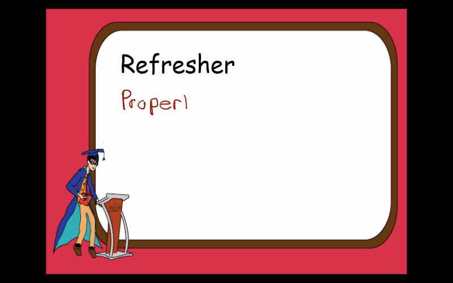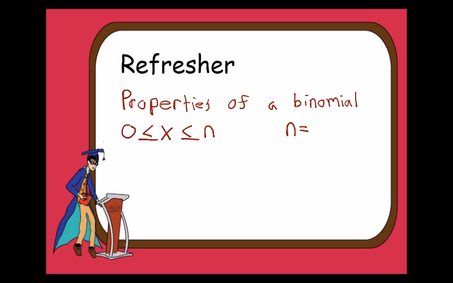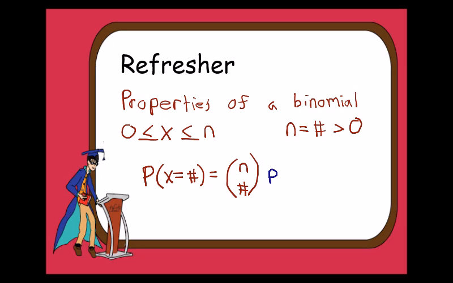If you've been watching my other videos, you should know a few properties of binomial distributions, or more importantly, properties in statistics. For instance, your x variable has to be between 0 and your sample size. Your sample size has to be a number bigger than 0. This is implied within statistics. And more importantly, the probability that x equals some number is your binomial formula: the sample size choose a number, times the probability of success to that many successes, times the probability of failure to that many failures. This is stuff that we've covered in our previous videos.